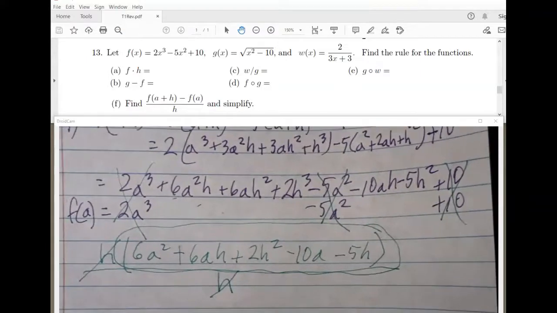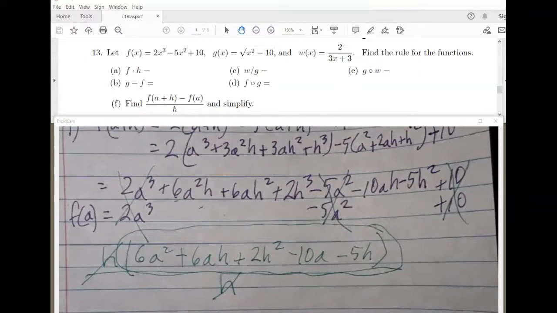So the last part is to factor in an h and get rid of it. That's what this says: f of a plus h minus f of a. That's what we just did. We have these 5 terms left. If I factor out an h, I'll be left with 6a squared plus 6ah plus 2h squared minus 10a minus 5h. The h's will go away. My answer, I can just circle there. You don't have to rewrite it.